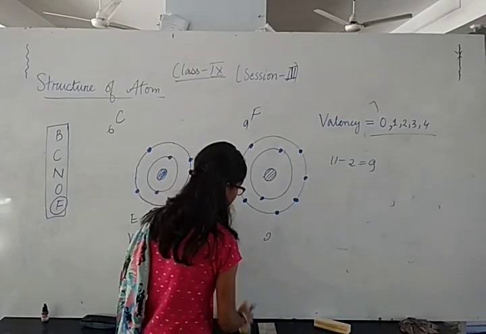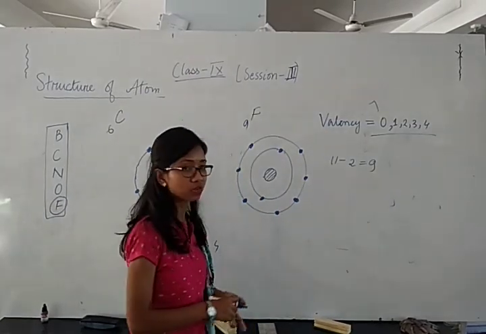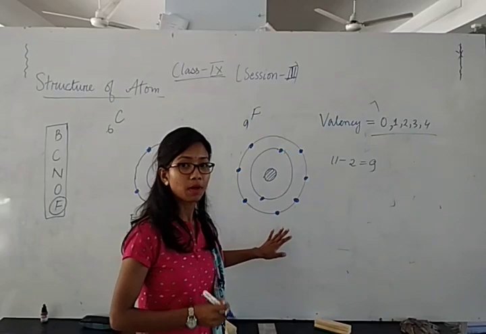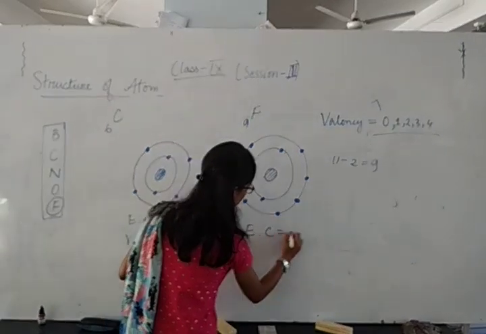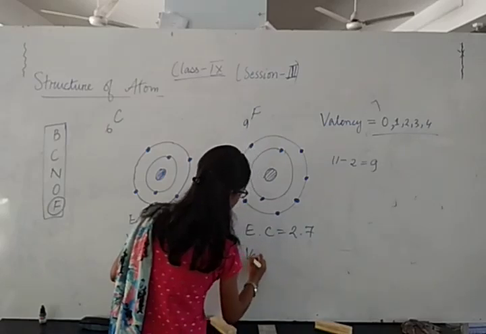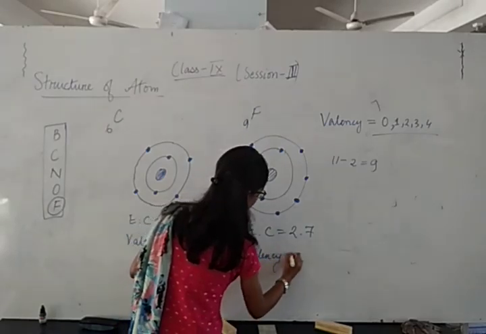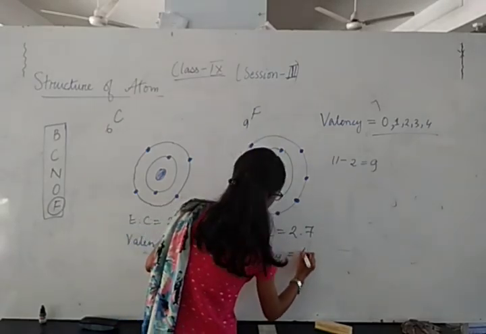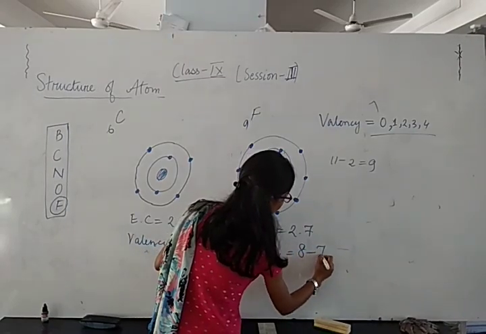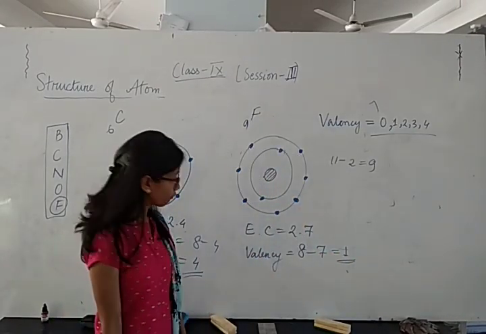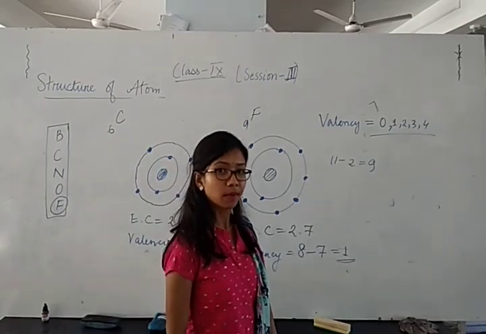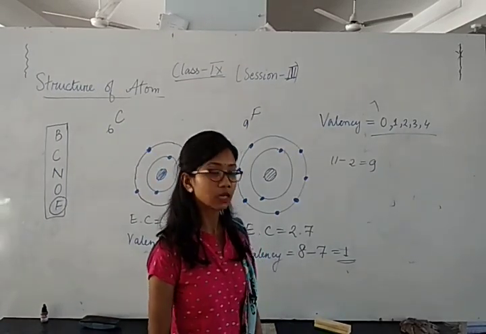Now the electronic configuration. Most importantly, I am drawing the structure to explain to you the valency. Now you see, electronic configuration is equal to 2, 7. Therefore the valency will be equal to 8 minus 7, which is equal to 1. Therefore the valency of fluorine is equal to 1. Am I clear to you how you have to calculate the valency?